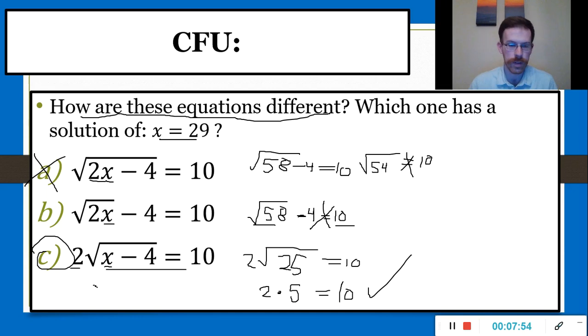Like this would have been the square root of x minus 4 is equal to 5. X minus 4 is equal to 25. X is equal to 29. See, it would have worked either way.